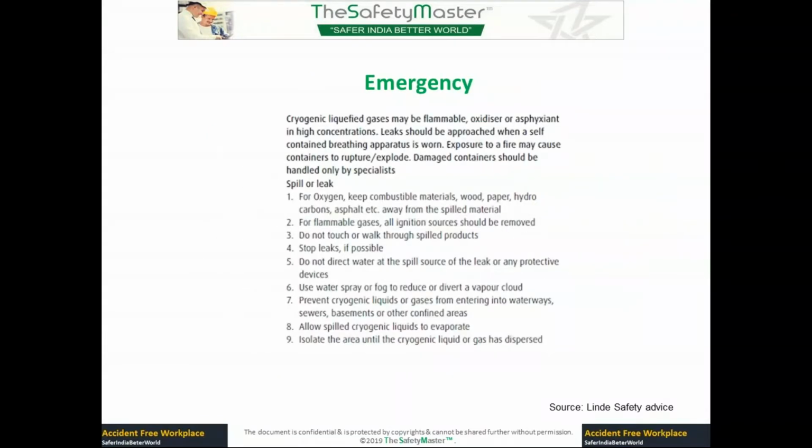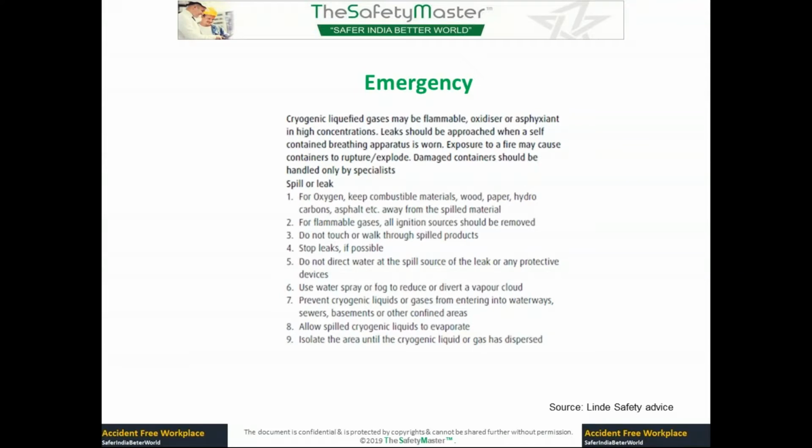Emergency: if you have oxygen or any combustible materials, when there is a spill, this could be a hazard. Also you should have an exit plan, and all these sites should have water spray.